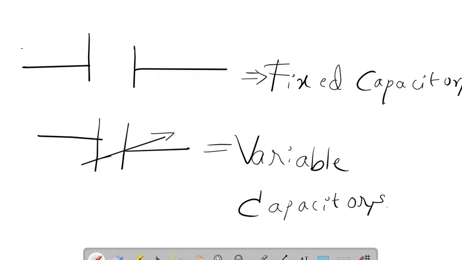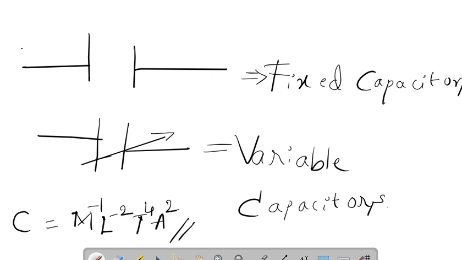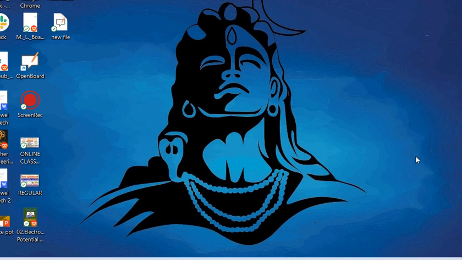And the dimensional formula of capacitance of the capacitor is M to the power of minus 1, L to the power of minus 2, T to the power of 4, A to the power of 2. This is the dimensional formula for a capacitor.